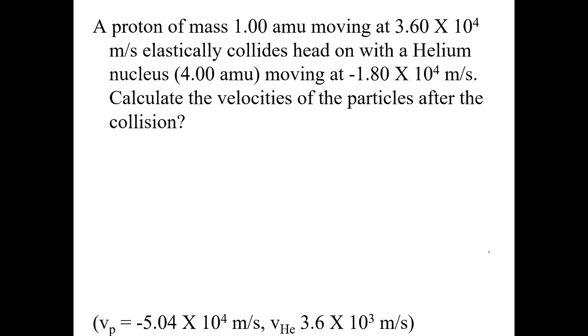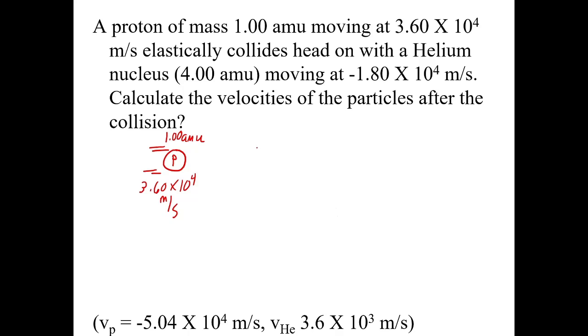We're going to continue now with some of our examples on conservation of momentum and also conservation or loss of kinetic energy. So let's take a look at what's going on here. We have a proton, and we're saying it's 1 AMU. That's the same as grams per mole, and it will make our math a little bit easier. But it's moving really fast, 3.6 times 10 to the fourth meters per second.